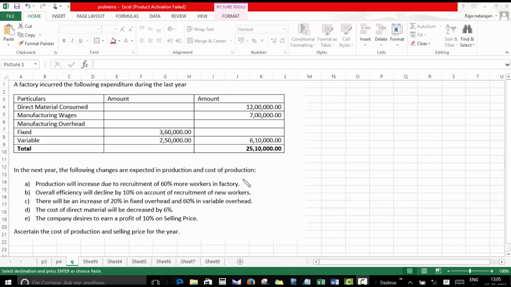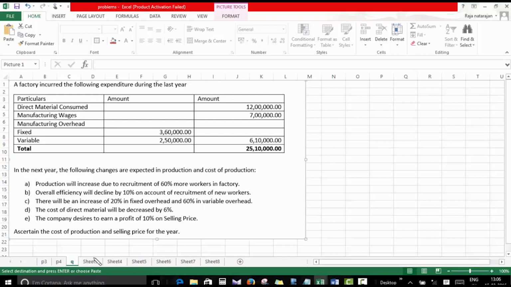So the production is expected to increase because of recruitment of 60% more workers. Okay, so it means your production should go up by say 60%, or let's see, it may not go up by 60%, but the production is increasing and there is a relationship with the percentage of workers. So now you have 12 lakh as material cost and this should go up by 60%.